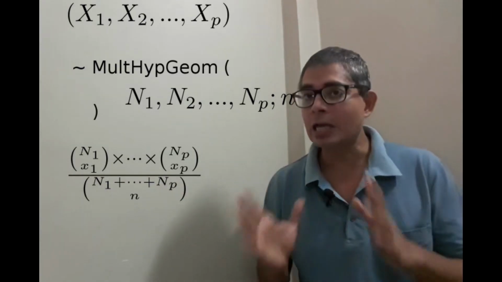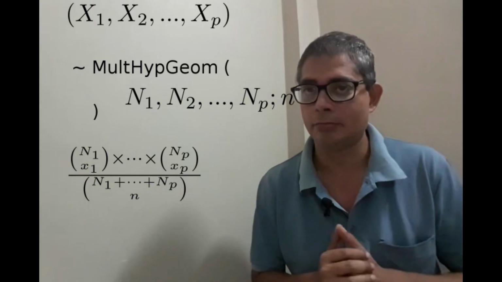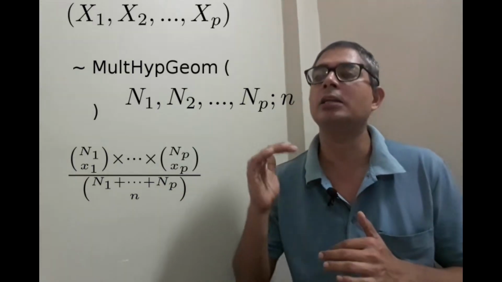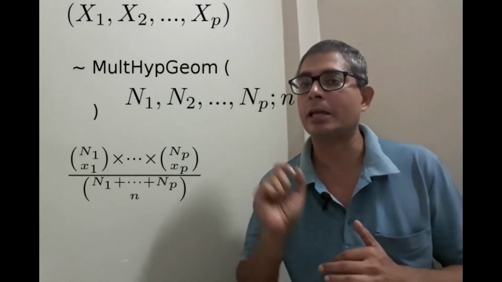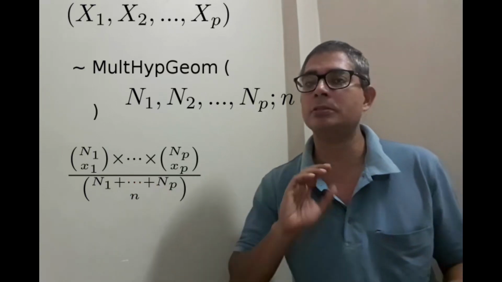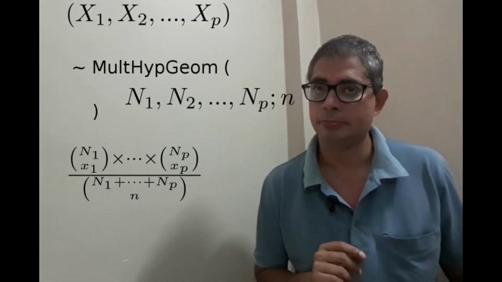Remember that the x_i's must add up to little n. Also, each x_i must be a non-negative integer less than or equal to the corresponding capital N_i. If these conditions are not met, then the PMF is just 0.